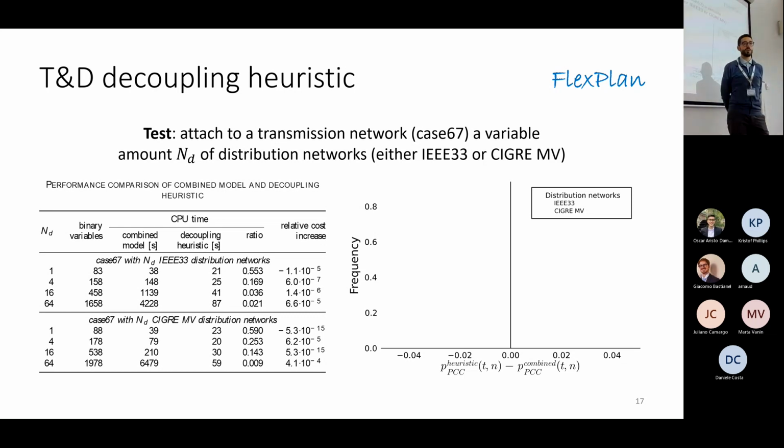Anyway, we made this calculation in order to evaluate the quality of results. We took every point of common coupling, every primary substation. We normalized the power between -1 and +1, and we compared the power in every time step in every scenario, calculating the difference between the two situations with and without decoupling. The results depend on the transmission network considered, but often the difference is way less than 1%.